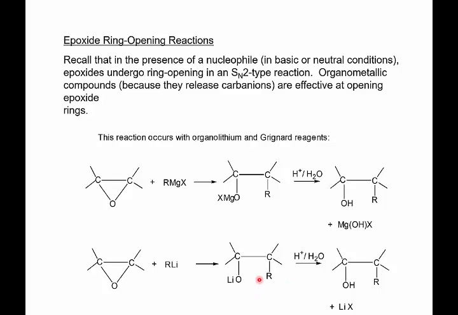This is a salt. We don't leave it like this. We also do an acid workup, and this acid workup, added acid H plus, protonates the negative oxygen to give us our final product, which is a neutral alcohol. The neutral alcohol is what we would go after to isolate and purify.